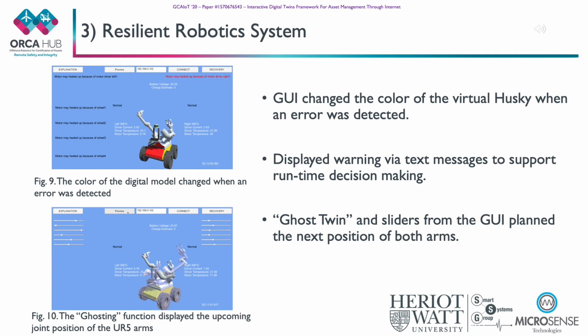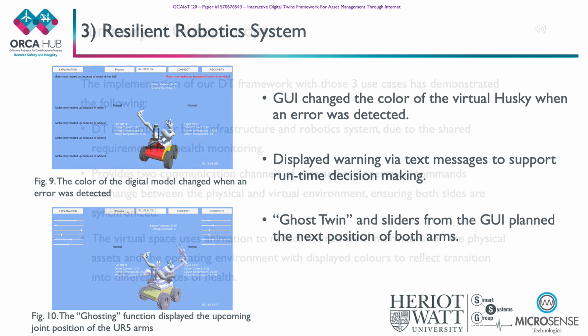Each slider controls a joint angle of the corresponding robotic arms. The Go Twins display the upcoming position planned by the users with the sliders. Those commands will be sent to the edge computing device once the user makes the final decision on the upcoming actions, with the behavior of the physical robot driven by the updated plan from the graphical user interface.